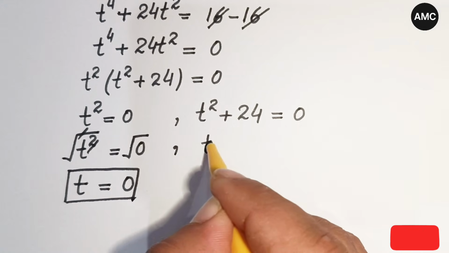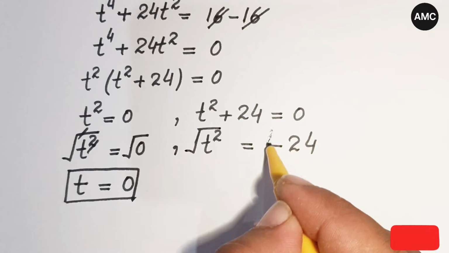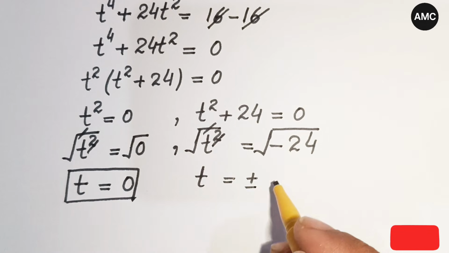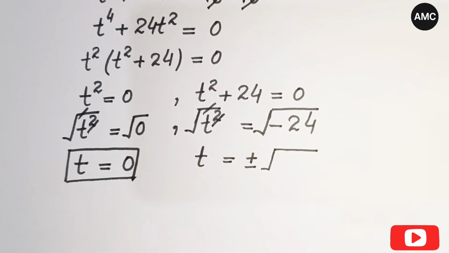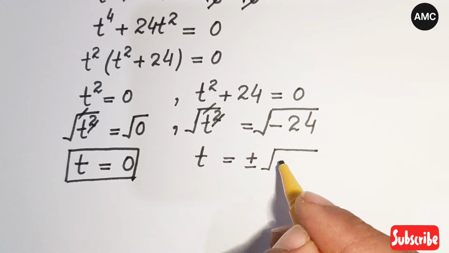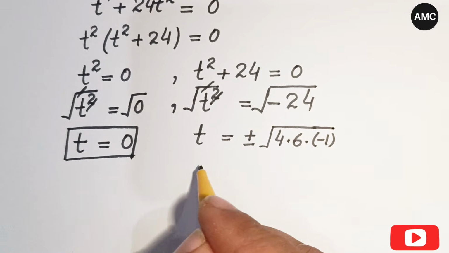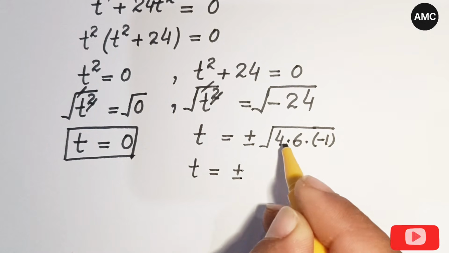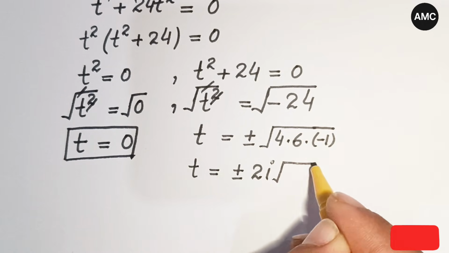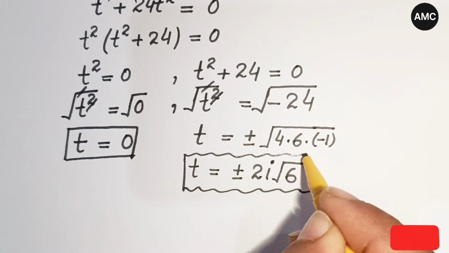Now here we have t squared plus 24 equal to 0. Shifting plus 24 to the right hand side we get minus 24. Taking the square root on both sides, the square cancels out with the square root. We get t is equal to plus minus the square root of minus 24. Minus 24 can also be written as 4 times 6 times minus 1. So t is equal to plus minus the square root of 4, which is 2, and we know that the square root of minus 1 is iota, and the square root of 6. So these are two values of t.